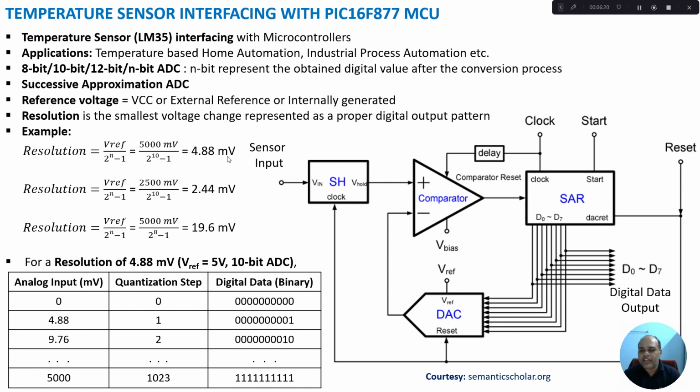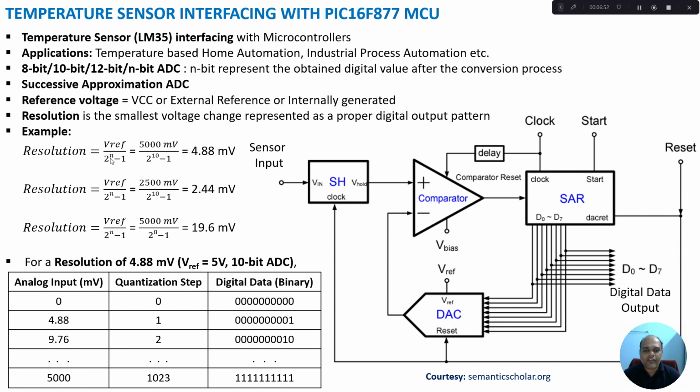If I want to increase the resolution, if even smaller voltages need to be measured properly, in that case what I can do is change the reference voltage. So by modifying the reference voltage, the resolution of your ADC is improved. Here you can see, if I use a reference voltage of 2.5 volt, which is nothing but 2500 millivolt divided by 2 power 10 minus 1, the resolution is about 2.44 millivolt. So now the smallest change which can be represented is 2.44 millivolt.